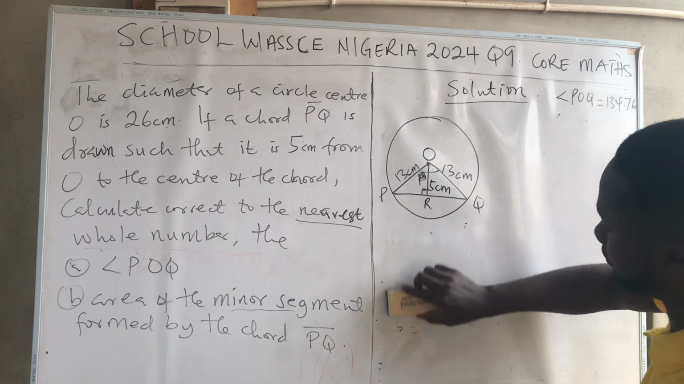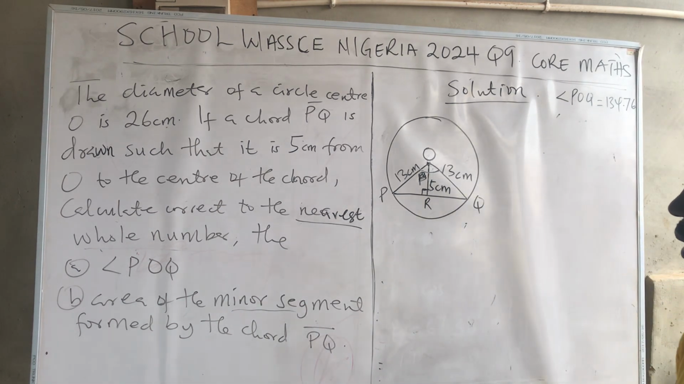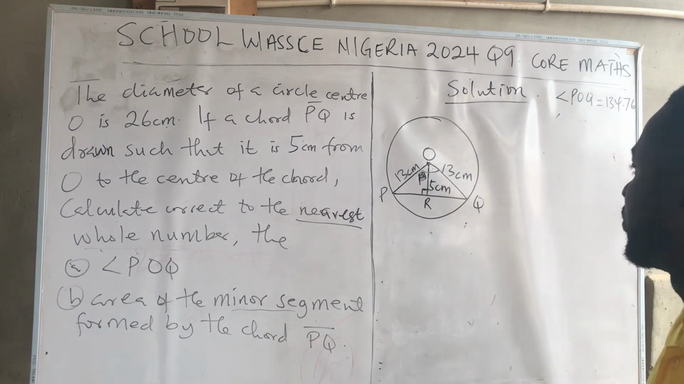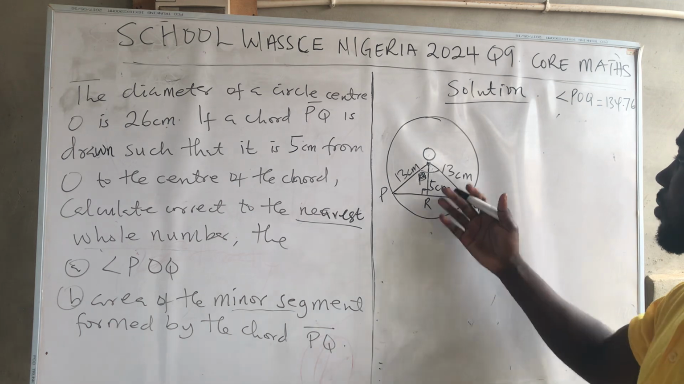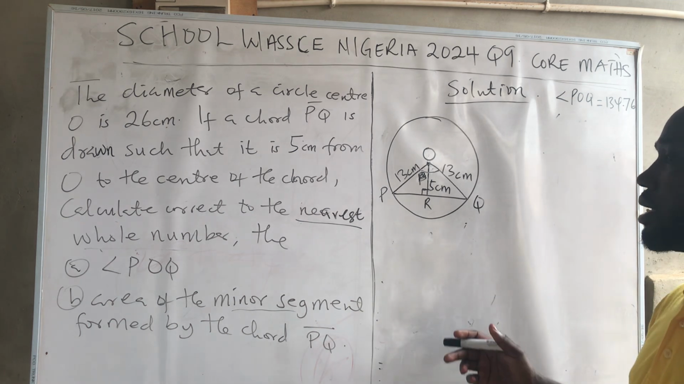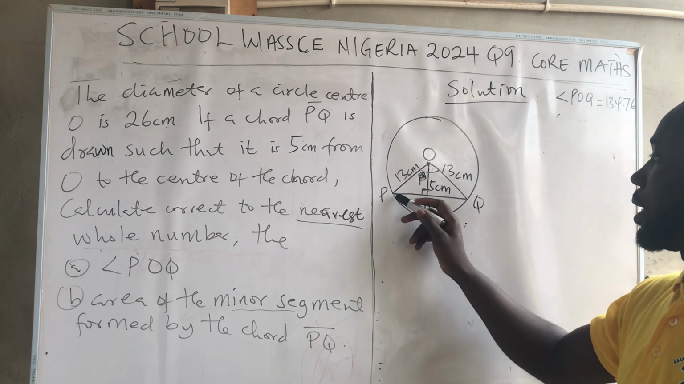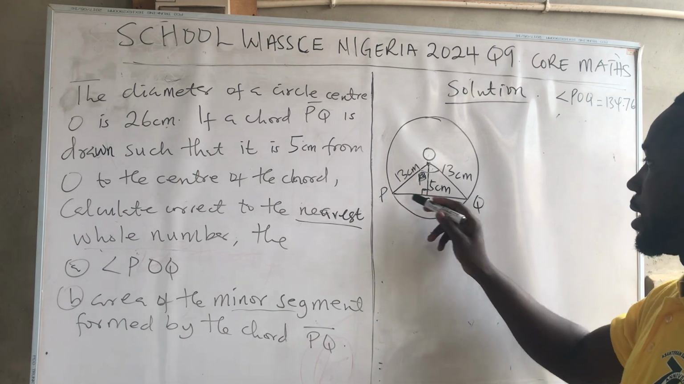Okay. So now we can answer the B part. The B part: the area of the minor segment formed by the chord PQ. What is a segment? A segment consists of an arc and a chord. An arc and a chord.